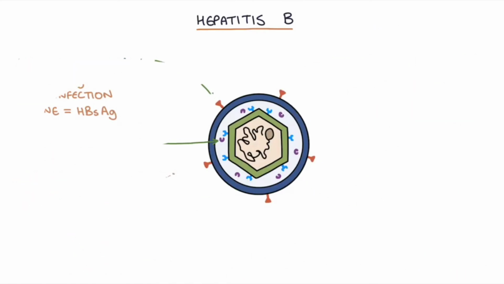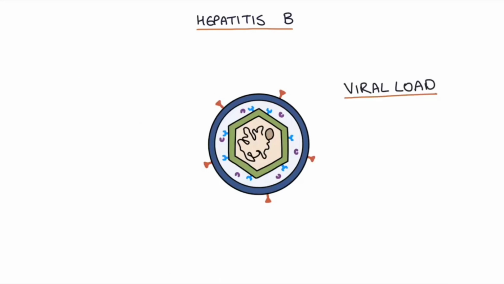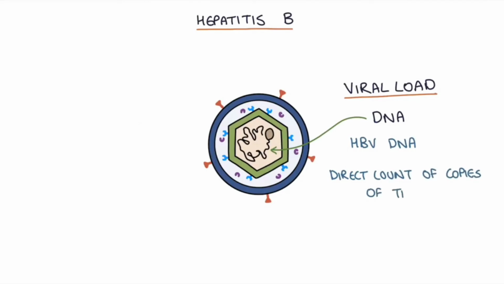The final thing to note is that there's a definitive test for the viral load of hepatitis B, and this is where you test for the hepatitis B DNA directly, and this can be abbreviated to HepB virus DNA. And this will give a direct count of the number of viral copies in the bloodstream, and this number is often referred to as the viral load.